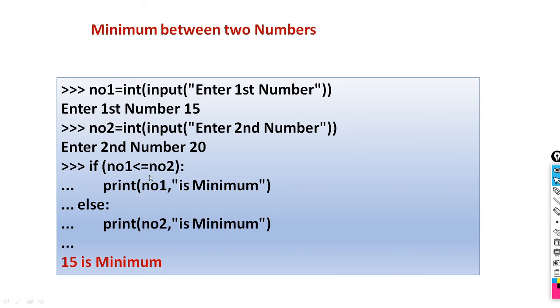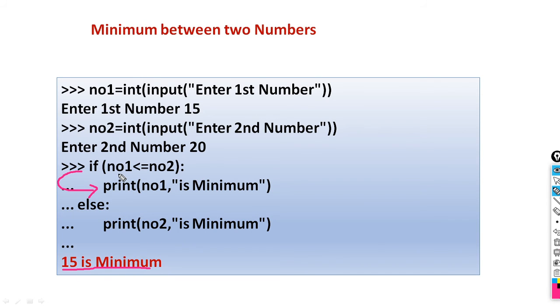So it is true, and it will execute the statement within if. It takes control to the statements present within if, because the condition remains true. So what output will we get here? NO1 is minimum, 15 is minimum.